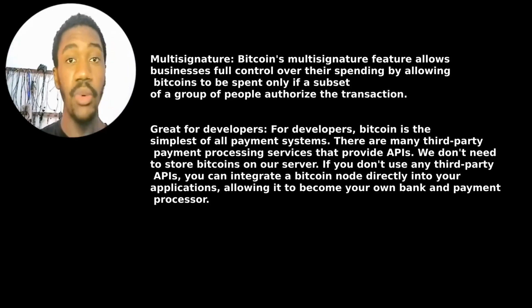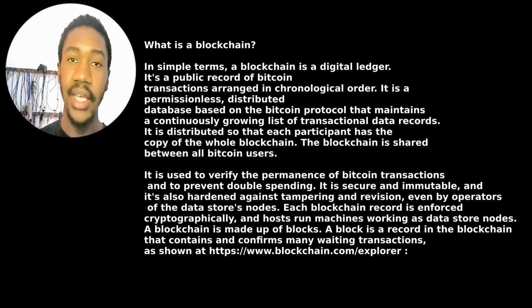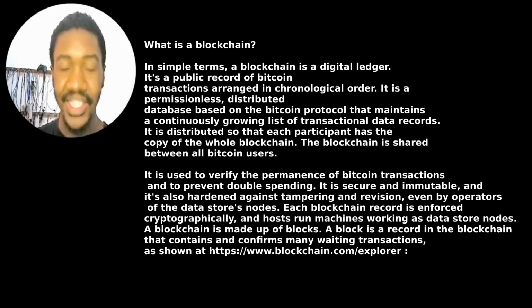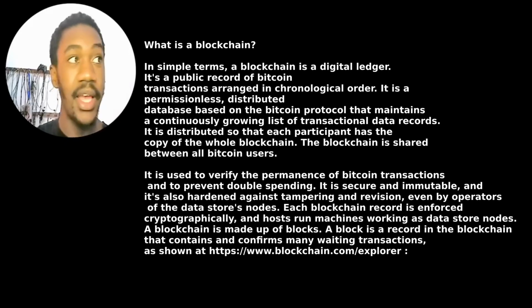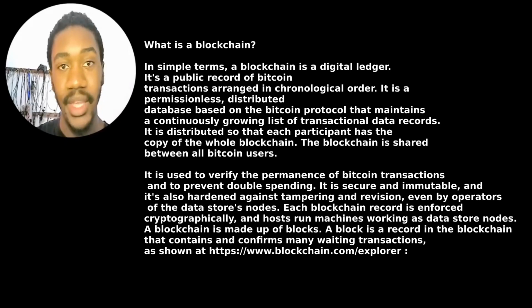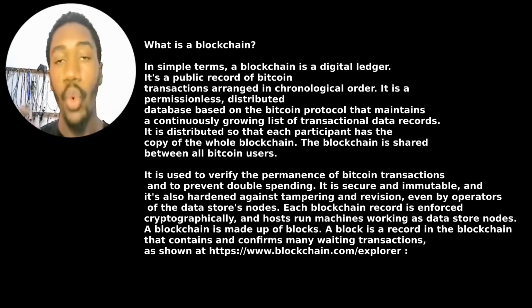So now let's see what blockchain is. In simple terms, blockchain is a digital ledger. But what is a digital ledger? A digital ledger is a public record of Bitcoin transactions arranged in chronological order. So it is a permissionless distributed database based on the Bitcoin protocol that maintains a continuously growing list of transaction data records. It is distributed so that each participant has a copy of the whole blockchain.